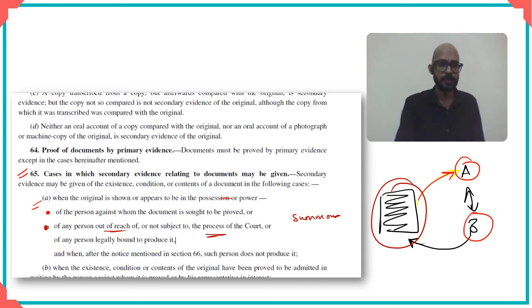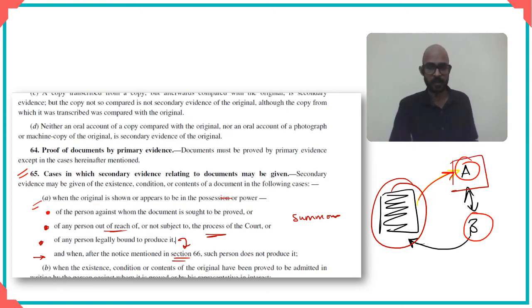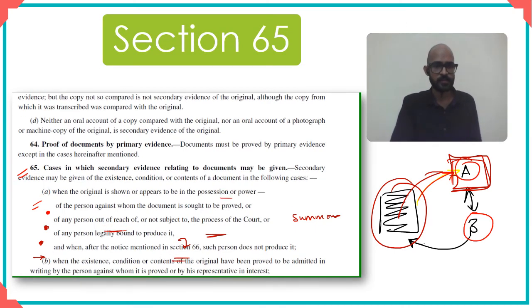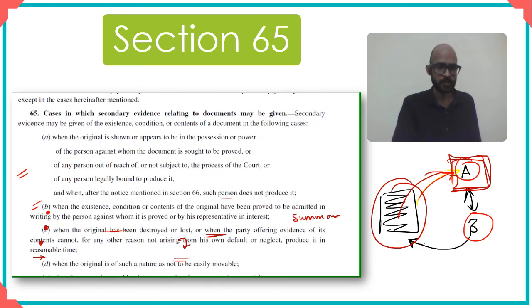Also, it can be of any person who is bound to produce it, but despite the notice that is given to him under section 66, he does not produce it. So let us say A has the original, he is bound to produce it. He was sent a notice, please bring me the document, but he still does not produce it. Then again in this case, you allow secondary evidence to be given. So you can understand what is happening in here. Let us scroll this further down so that we can see what we have here.